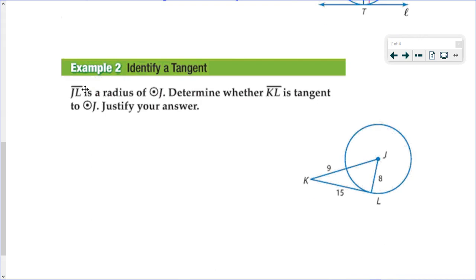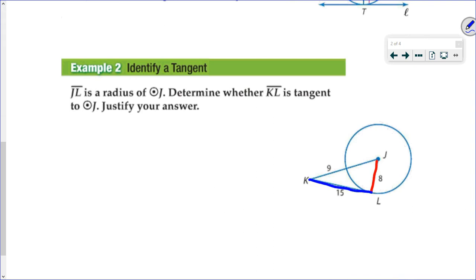All right. So JL is a radius of circle J. So here we've got, let me get a pen, JL, the radius of circle J. Determine whether KL is tangent. So we want to know, is this segment KL tangent?